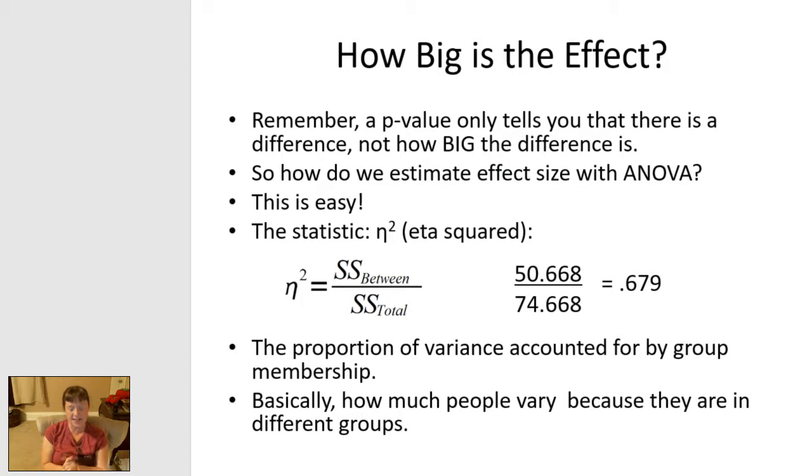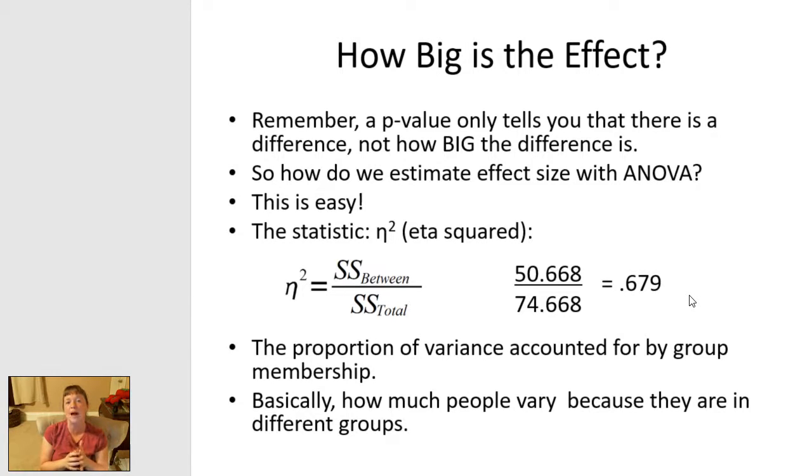And voila, that's exactly what I've done here. I've taken the sums of squares between and divided it by the sums of squares total to get an eta squared of 0.679. This would mean that approximately 67.9% of people's depression, almost two-thirds, right? Around 68% of people's depression is because of the drug that they took. This would be an enormous effect in real life. I made up this data, because I was looking for big effects.